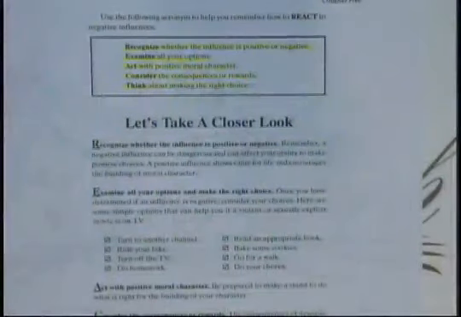I think R is recognize if the influence is positive or negative. Yes, exactly. That's great. Great memory. Okay, and then in the back, did you remember one? E for examine. So we have, and we can put it on the screen now. So we've got recognize. And remember, it was recognize whether the influence is positive or negative. Examine all the options. Act with positive moral character. Consider the consequences or the benefits, right?